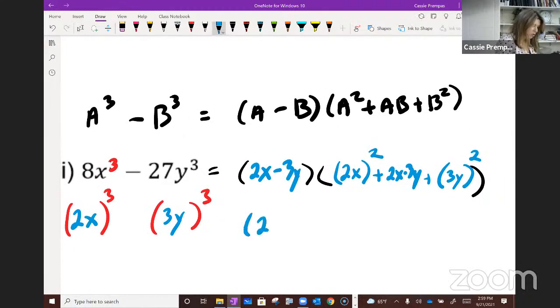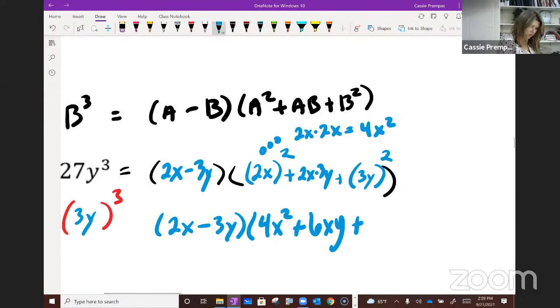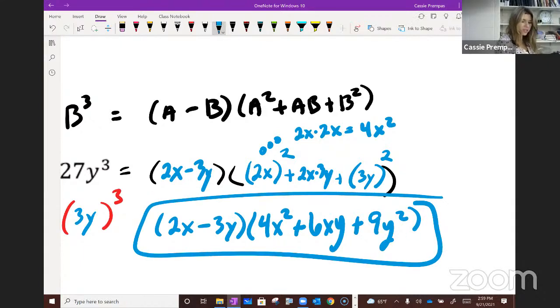This is going to become 2x minus 3y times, this is where we have to just think about it. What is 2x times itself? Good, 4x squared. Maybe it's not as tricky as I thought it was. But 2x squared is 4x squared plus 6xy plus, what's 3y times itself? Good, 9y squared.